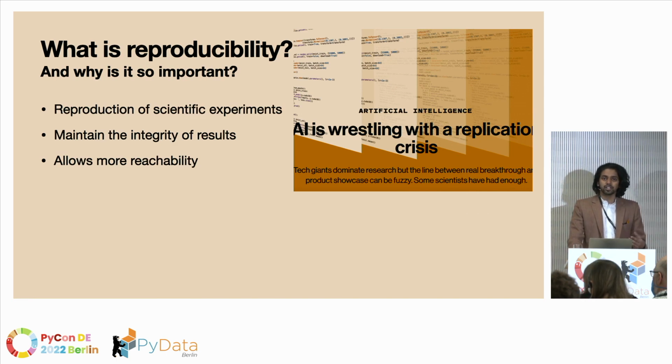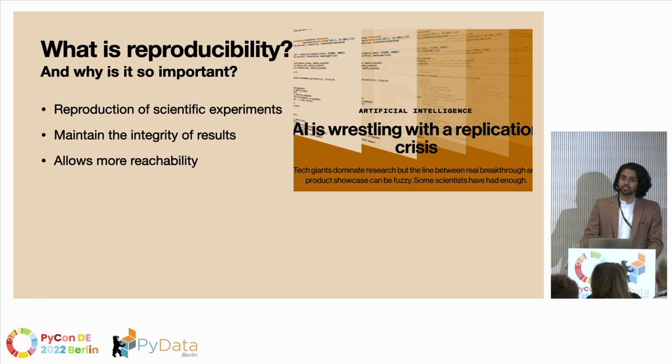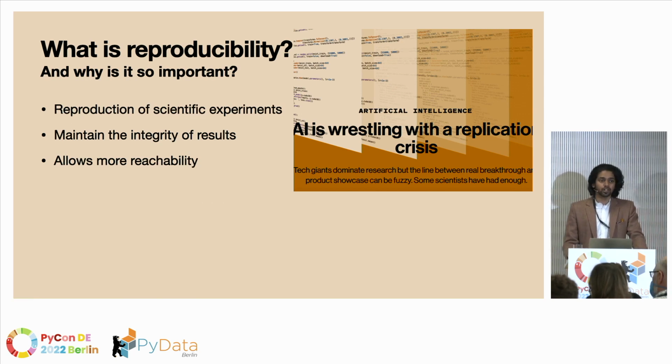So what's the main reason we want to ensure reproducibility? The first one is that students can learn from it. We can ensure that our scientific experiment has more integrity because it's reproducible, and that's how we verify whether it's right or not. And this allows more community reachability. It allows us to reach more people from different backgrounds and different countries who don't have the resources to access the experiments.